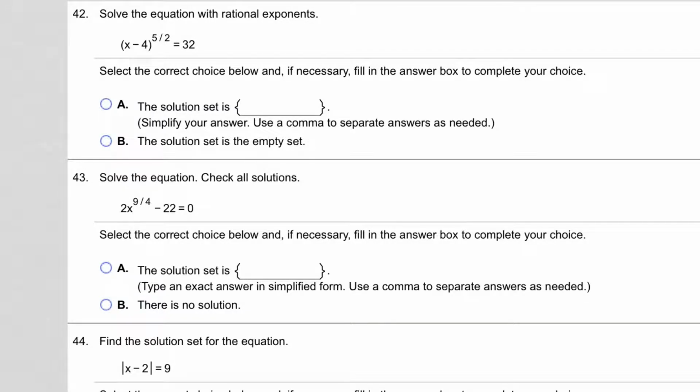Okay, number 42. 2/5. Same thing we just did, except I have an x minus 4 on the left. And if you remember, the 5th root of 32 was 2. 2 squared was 4. So we get 8. Okay. So this part is calculator or do it in your head.